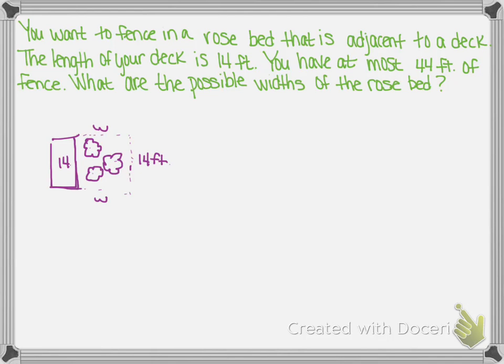So what we have right now is 44 feet of fence, and that is the most fence that we can have. So I put the less than or equal to because we can use all of the 44 feet. 14 feet of that is going to be used for the side opposite of the deck. And then we have plus 2 widths. So I'm going to put 2W to represent the 2 widths that we need fencing for. So there's our inequality. Now we can solve.